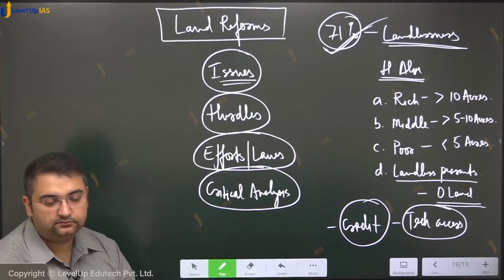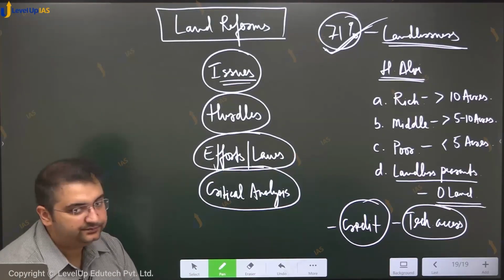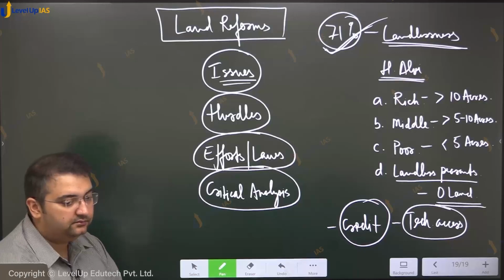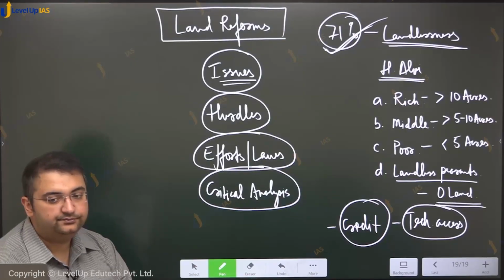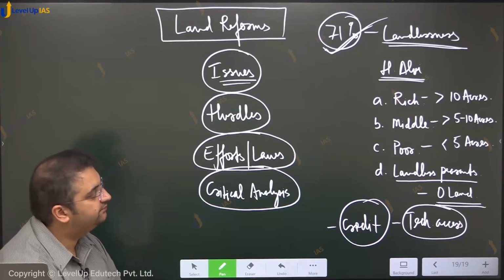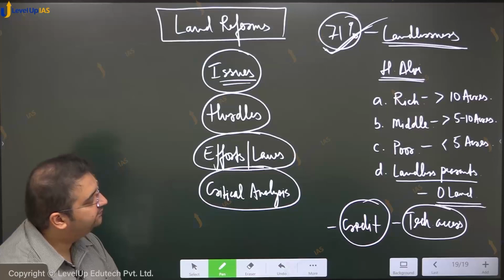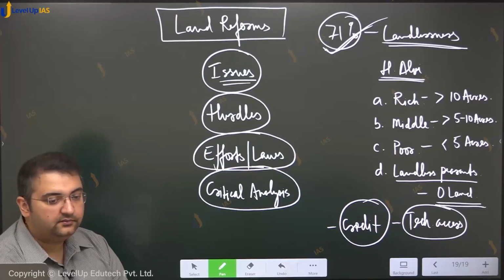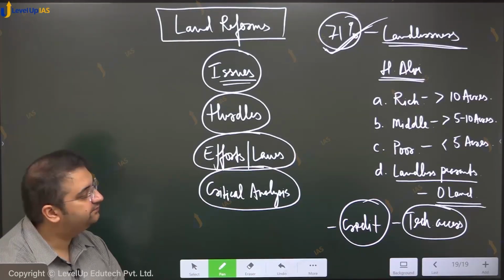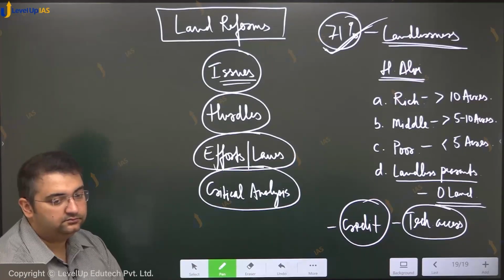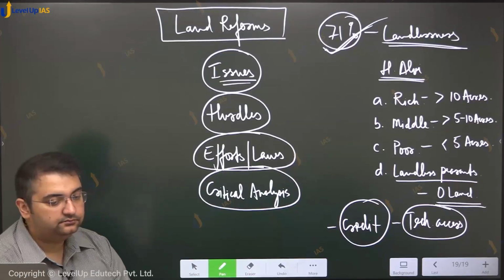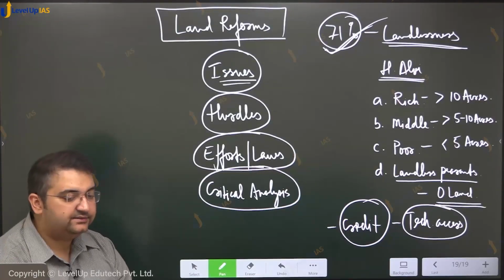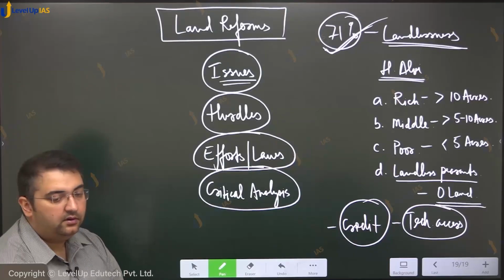Next point. According to Hamza Alvi, Indian farmers could be categorized into A, B, C, and D. A. Rich farmers, more than 10 acres. B. Middle farmers with 5 to 10 acres of land.